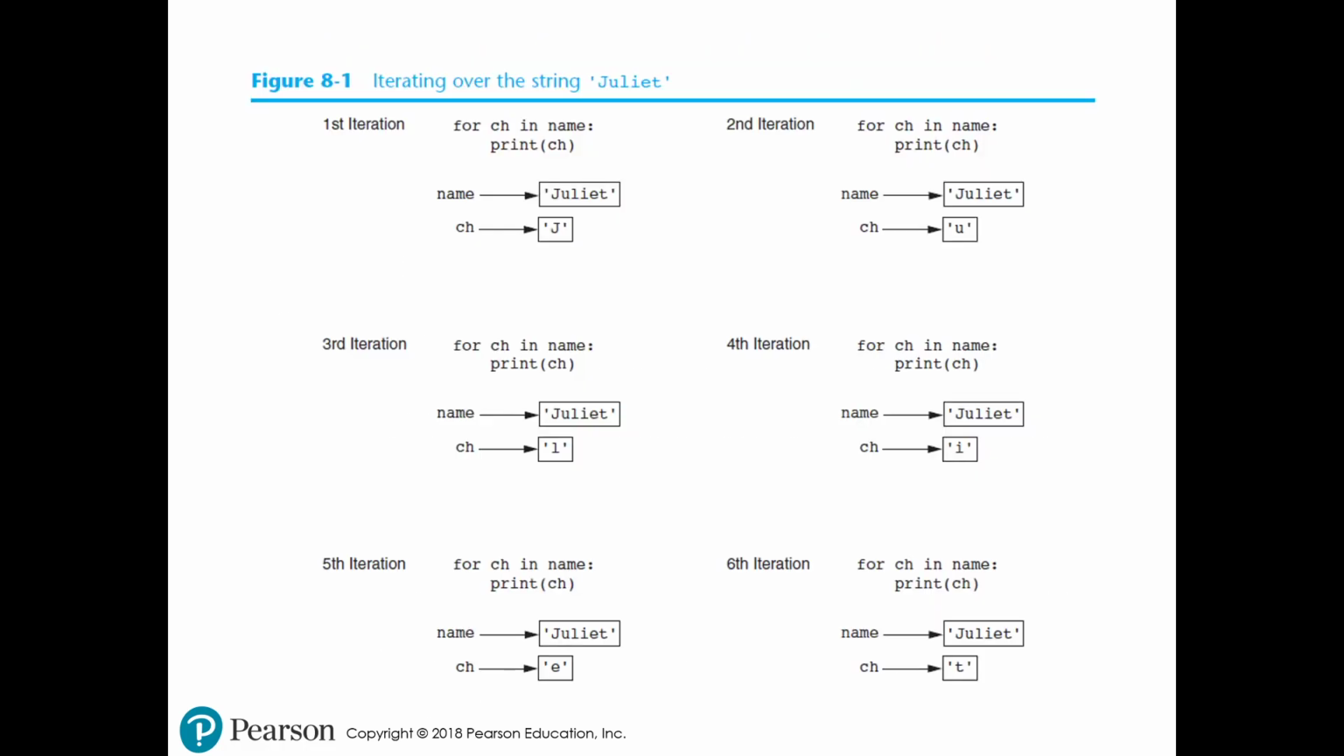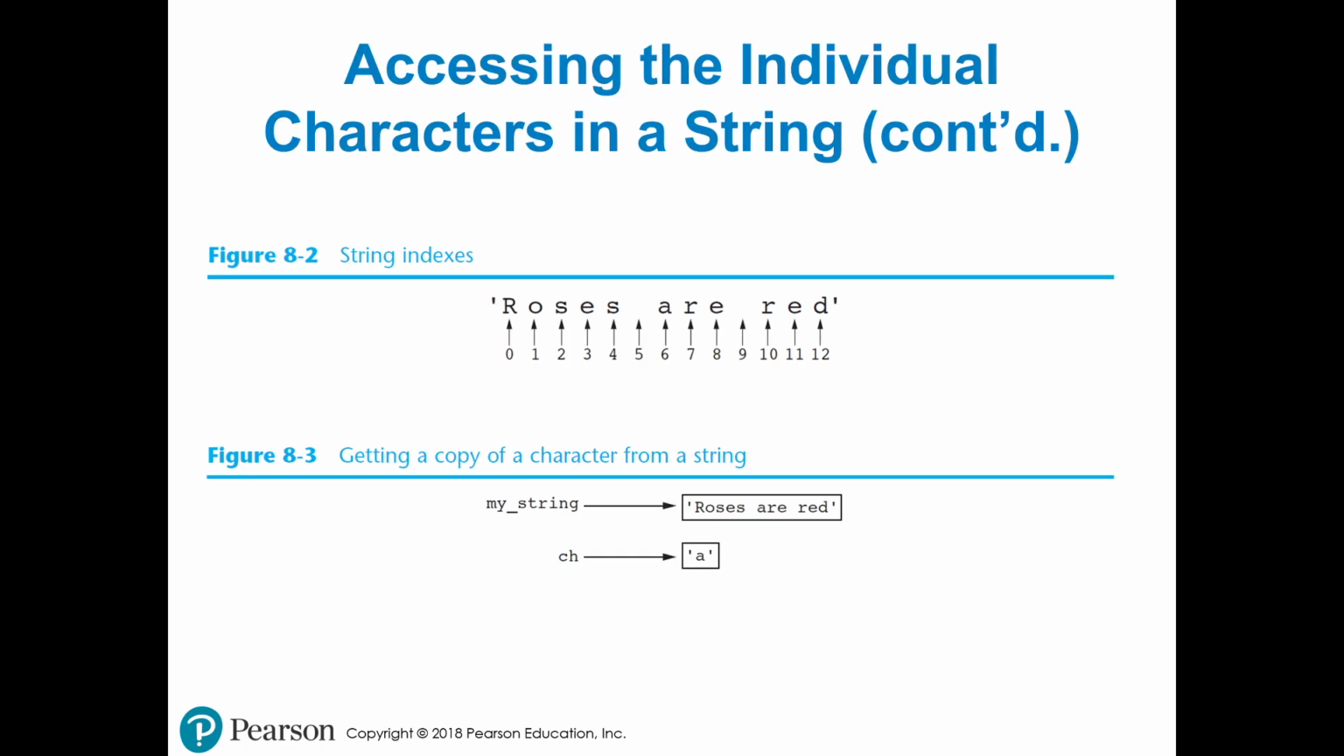So here's some examples. We have a loop. They're giving a loop. Basically, it's the same loop I just showed you. For the first iteration, it prints out the J. For the second iteration, it prints out the U. And they're basically just looping over the characters in the name. Pretty straightforward. Take a look at the slide if this isn't clear to you.